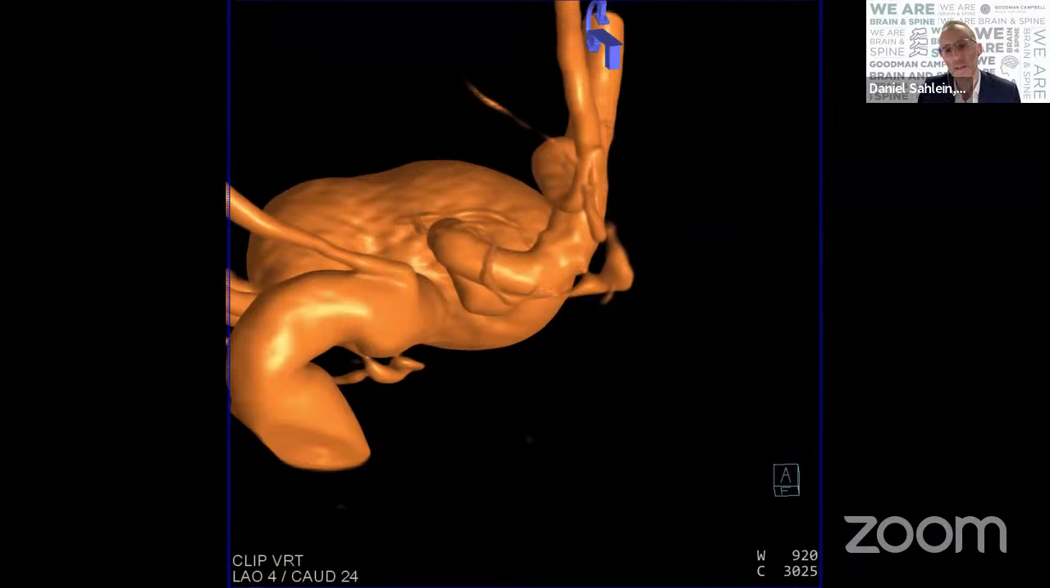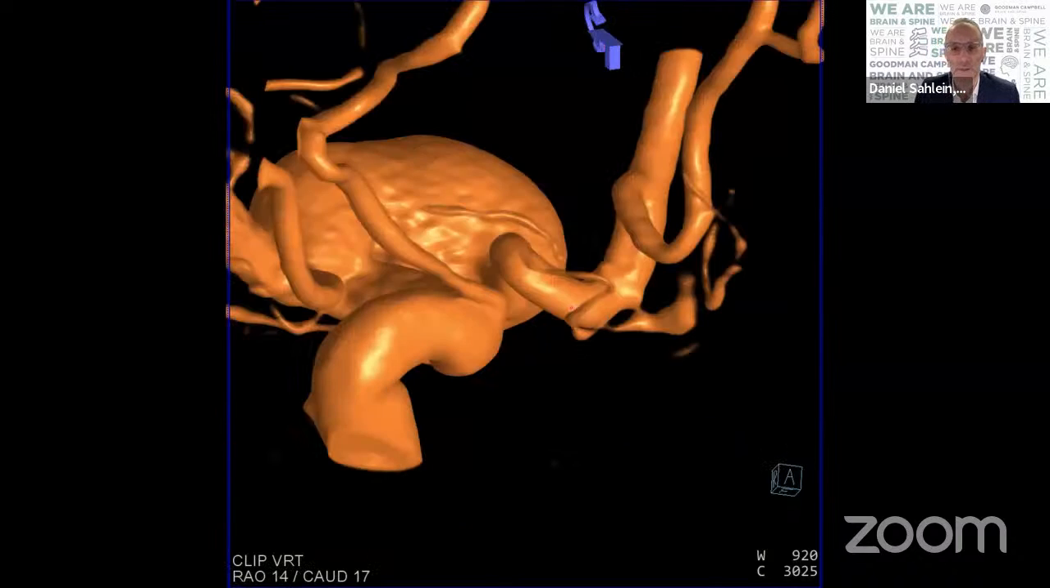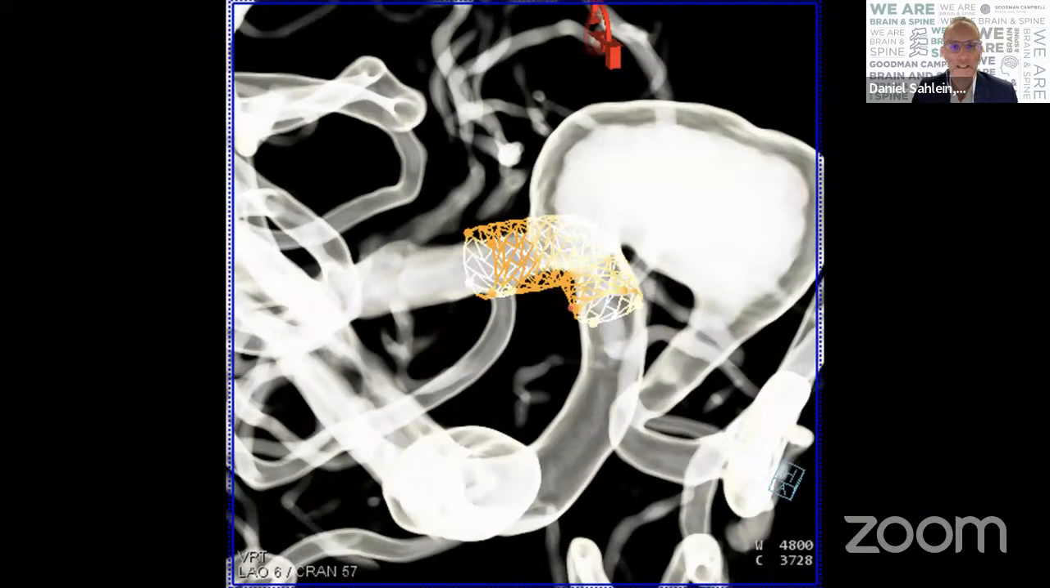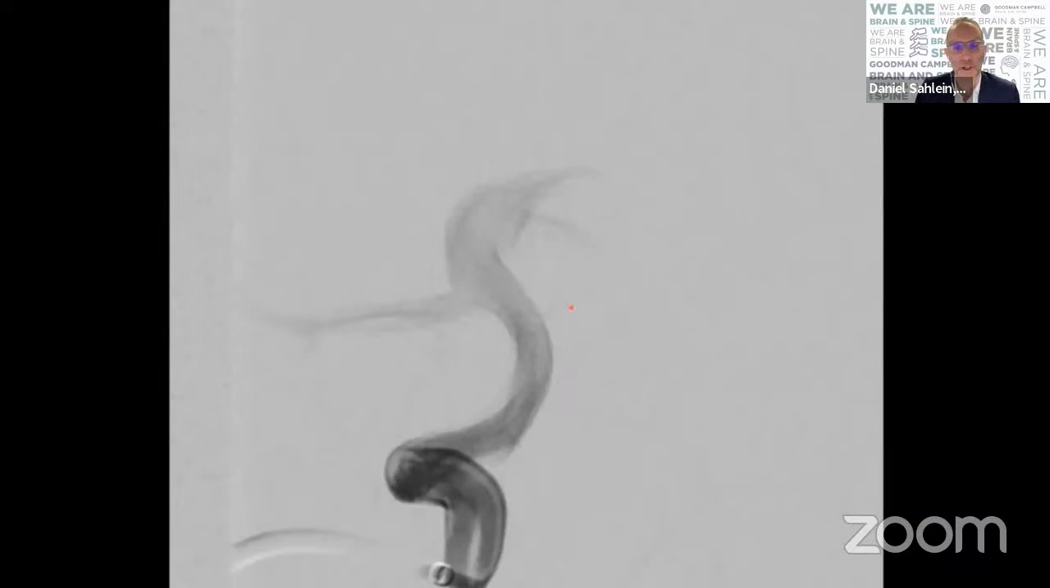So this is just to show we have a large ACOM. It's a fenestrated ACOM, and nevertheless, it's large. Okay, so here we go, looking at the sizes using our aneurysm analysis tool. So we use two tools.